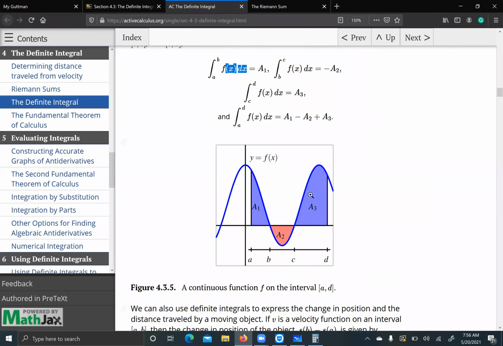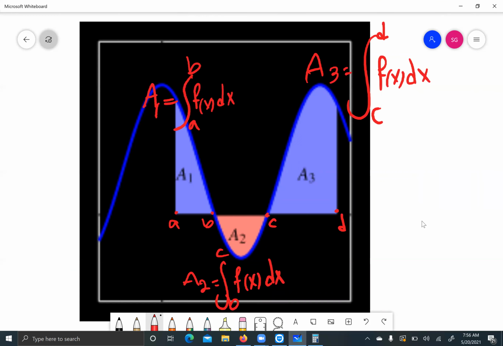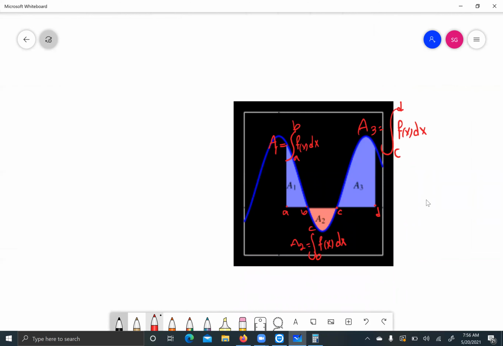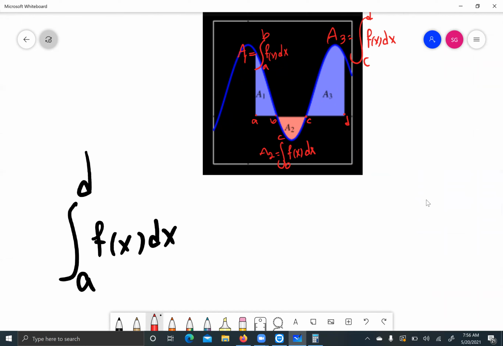Now suppose you know the value for A1 and A3. And if the question asks you, let's say, what is the integral of f of x dx from a to d? Look, this is a to d, the whole highlighted area.